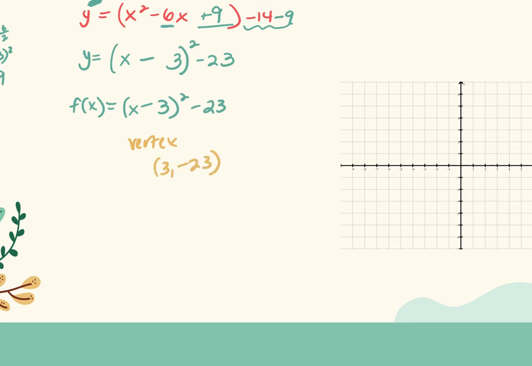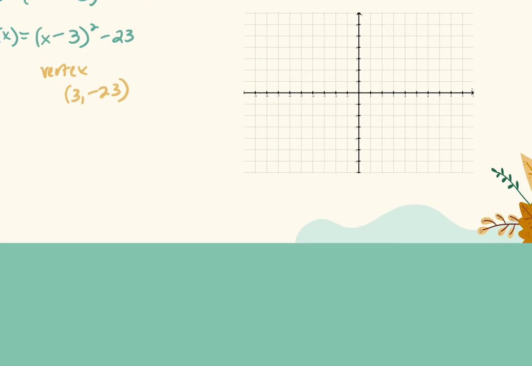Good. So if I were to graph it, I would literally probably go to 3. I would probably plot a point all the way down here and just label it 3, negative 23. So if you have something that big on the homework, feel free to just do the same thing.